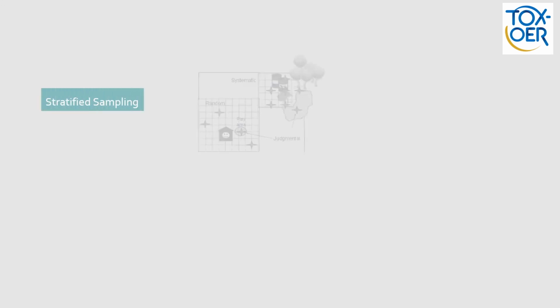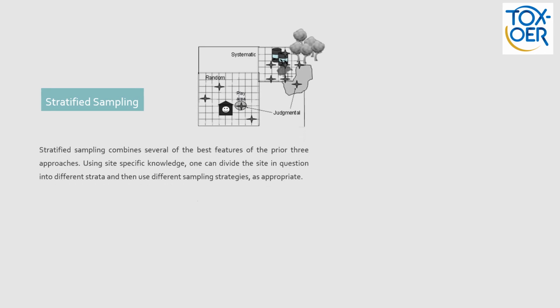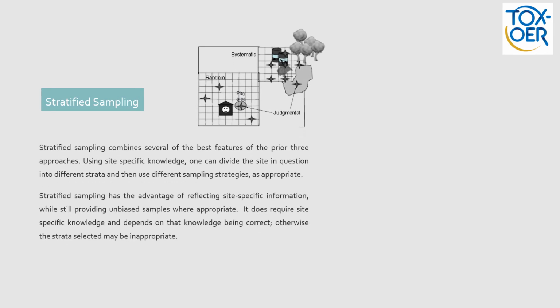Stratified sampling. Stratified sampling combines several of the best features of the prior three approaches. Using site-specific knowledge, one can divide the site in question into different strata and then use different sampling strategies as appropriate. Stratified sampling has the advantage of reflecting site-specific information while still providing unbiased samples where appropriate. It does require site-specific knowledge and depends on that knowledge being correct. Otherwise, the strata selected might be inappropriate.